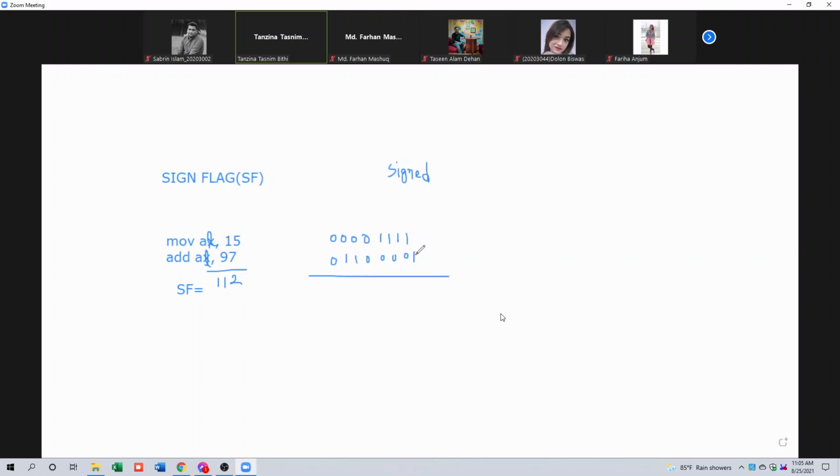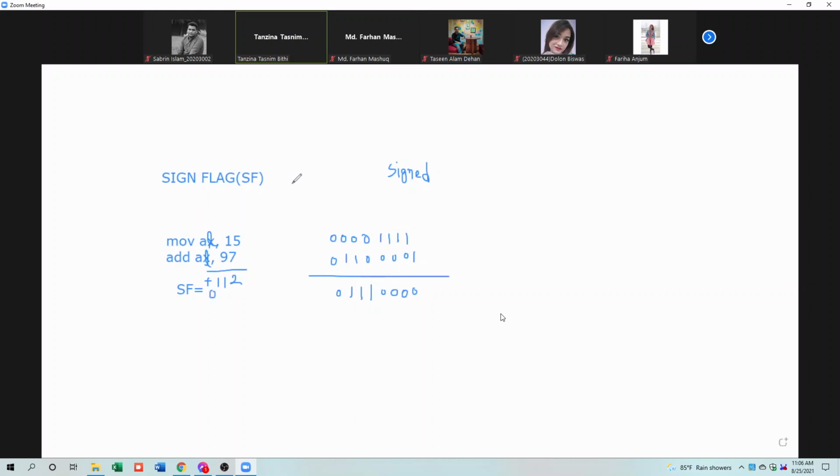If we add these two numbers, the result will be 1 plus 1 equals 0, 1 plus 1, 0, 0, 0, then 1, 1, 1, 0. The decimal number of 01110000 is 112, right? Now look at your MSB. The MSB is 0. That means the number 112 is actually a positive number. So when the leftmost bit is 0, that means the number is positive, and at that time the value of the sign flag register will be 0.